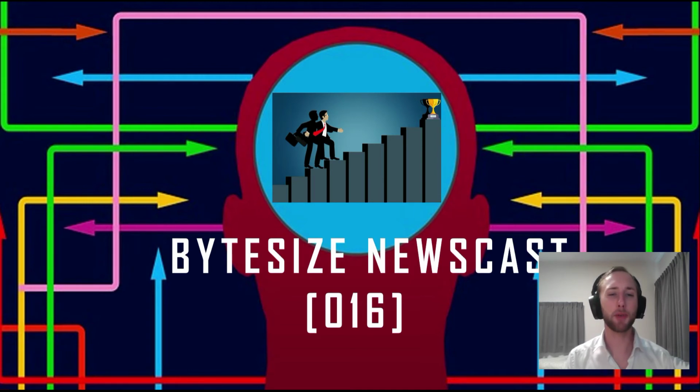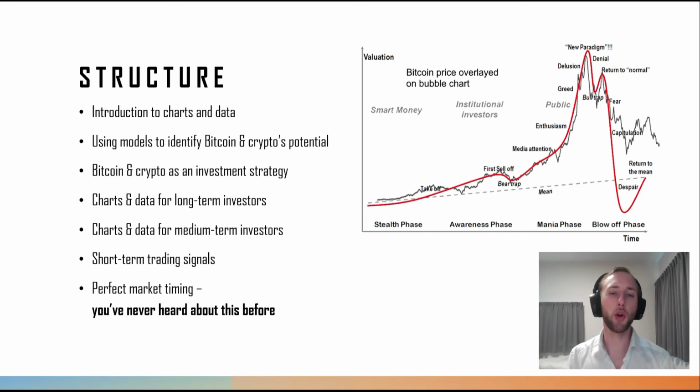In today's episode, we are answering the age-old question: how do I maximize my returns and how do I time the market perfectly? In order to do so, we're going to be looking at charts, data, and models. Using these models, we're going to identify Bitcoin and crypto's potential. What is the potential in this asset class? On top of that, we'll be looking at Bitcoin and crypto as an investment strategy in terms of long-term, medium-term, and short-term investment strategies.